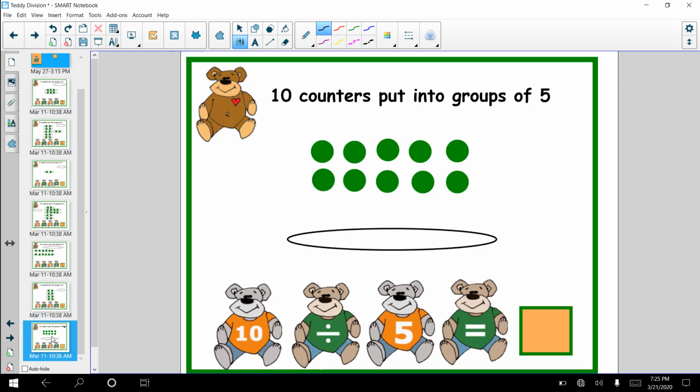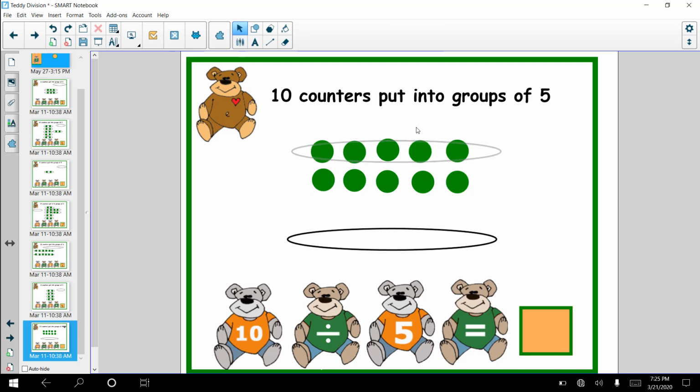Another example and the last one. I will give you time to solve this example. 10 counters put into groups of 5. I want to make groups of 5. How many groups of 5 will I make? Hmm. Time to think.